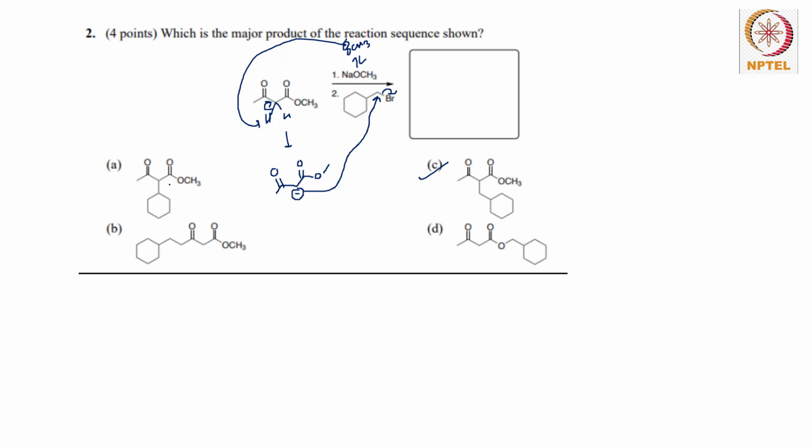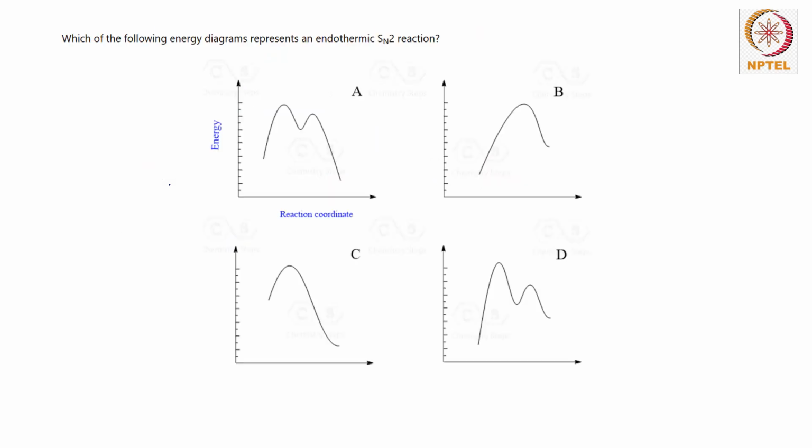Let's go to our next problem, the problem based on the energy diagram. Which of the energy diagrams represents an endothermic SN2 reaction? An endothermic SN2 reaction. Which of these 4 diagrams will represent the endothermic SN2 reaction? I think Nandita ma'am has already taught you what the energy diagram for an endothermic reaction looks like.